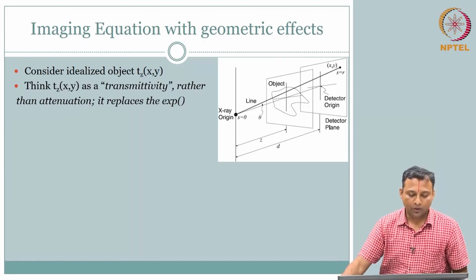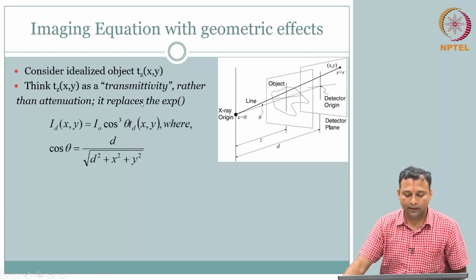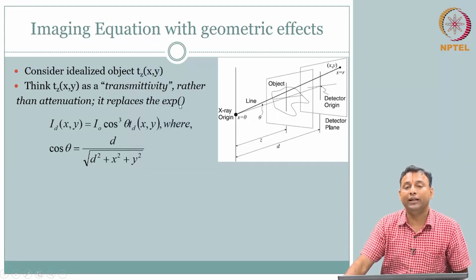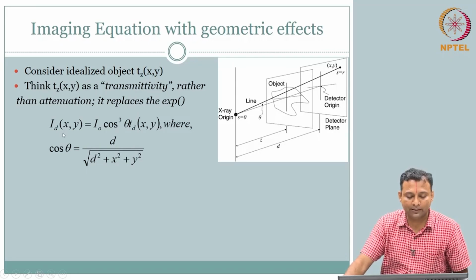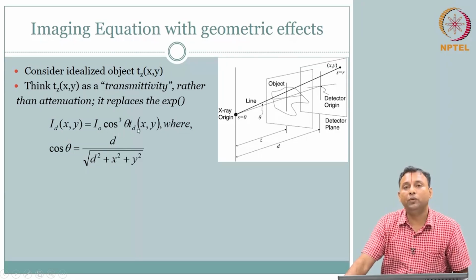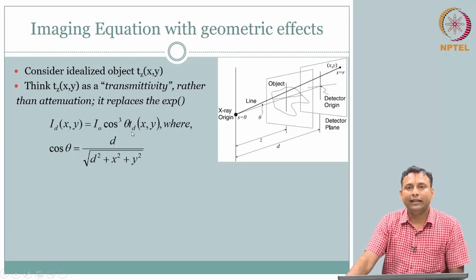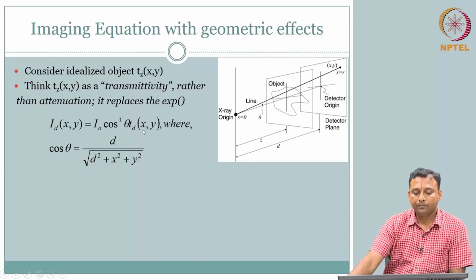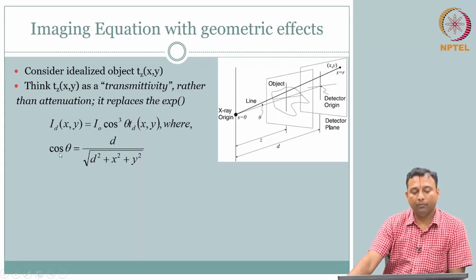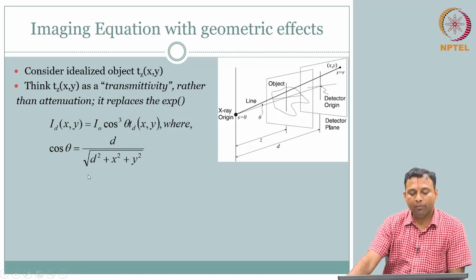Okay. So in our equation, instead of exponential of minus mu delta x, we can replace that. This is the same I naught cos cubed theta, where you had exponential of minus mu delta x. That part is replaced, and for convenience we are calling it Td of x comma y, where cos theta is like before. Cos theta is nothing but d divided by the square root of d squared plus the xy plane distance, where d is the distance from the source to the detector. Clear?